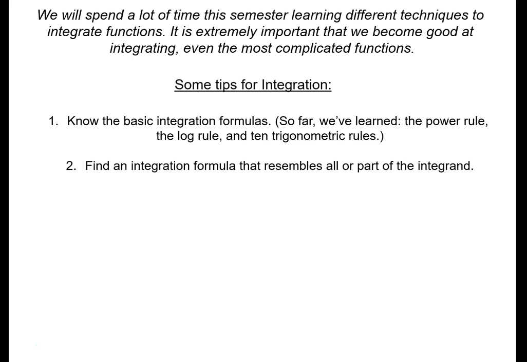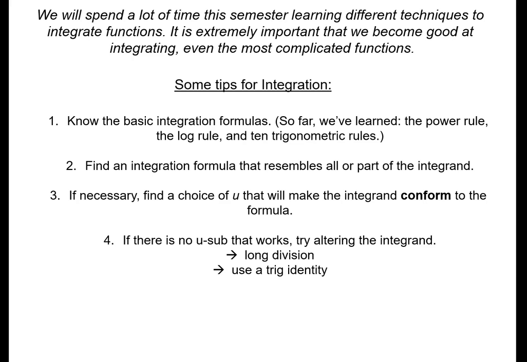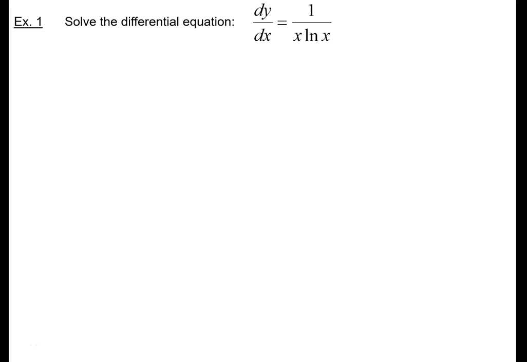Find an integration formula that resembles all or part of the integrand, and that's what we're trying to do with these natural logs. If necessary, find a choice for u that will make the integrand conform to, say, 1 over u du, so we can use the natural log, for example. And then if that doesn't work, try altering the integrand using algebra in some way, like long division, or maybe using a trig identity. So let's try this example.